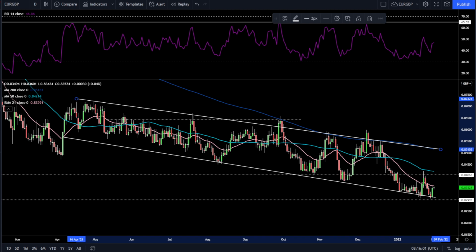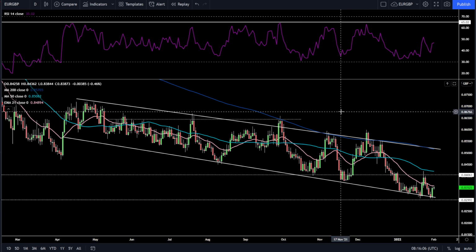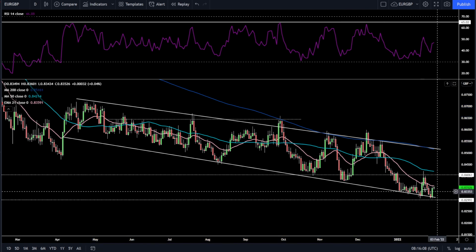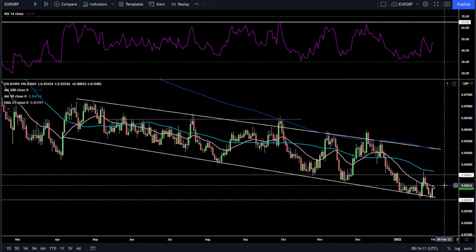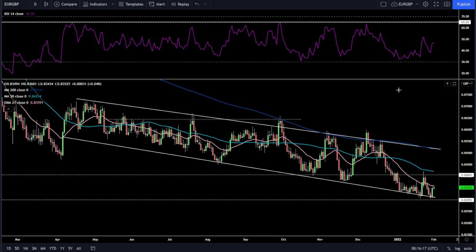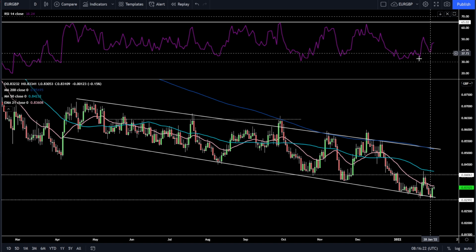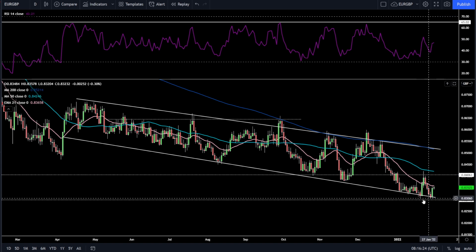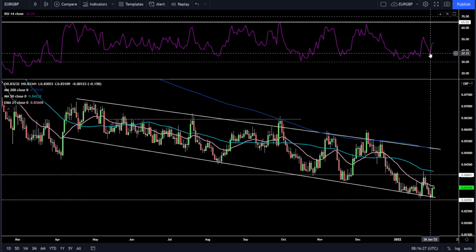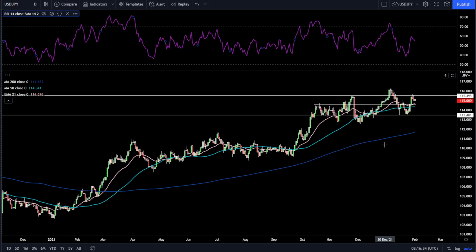0.825 would be the target if it breaks 0.83, the first initial target, and 0.82 from there. On the upside, we'll see what it does around this 21-day exponential moving average. There's also a bit of resistance here at 0.836, 0.835. The RSI is kind of in the middle of nowhere, but tiny bit of negative divergence again. We see price made a lower low and the RSI didn't make a lower low, so yeah, positive for the bulls.